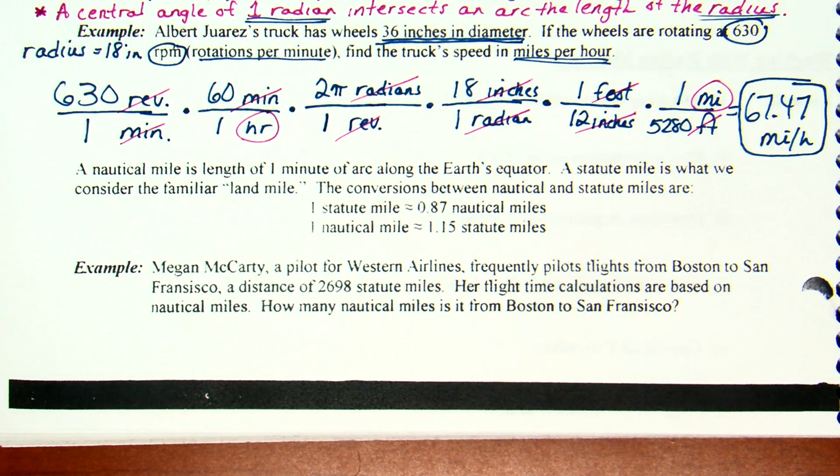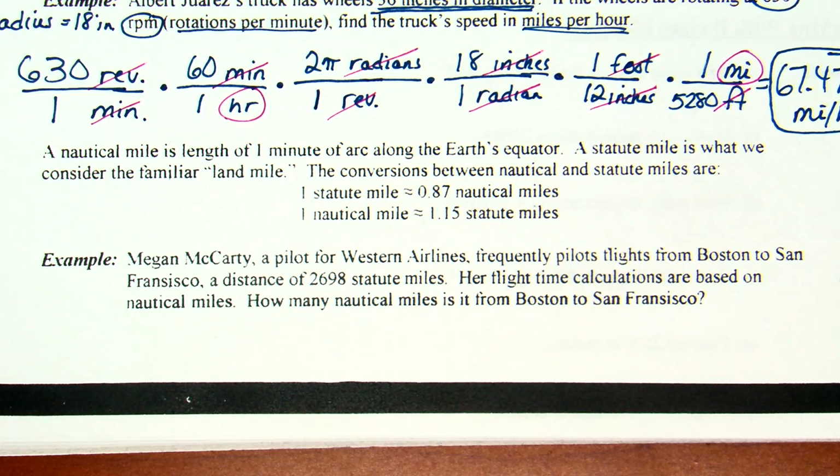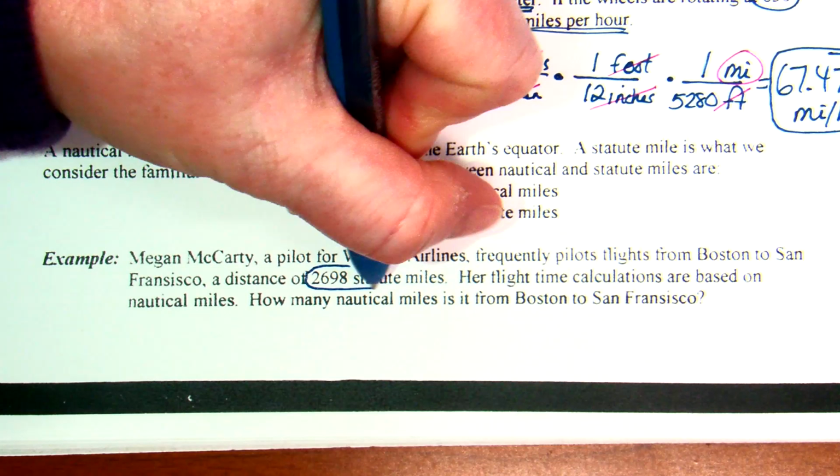The example that uses this: Megan McCarty, a pilot for Western Airlines, frequently pilots flights from Boston to San Francisco, a distance of 2,698 statute miles. Her flight time calculations are based on nautical miles. How many nautical miles is it from Boston to San Francisco? And they told me 2,698 statute miles. What am I going to do if I want to find out how many nautical miles?